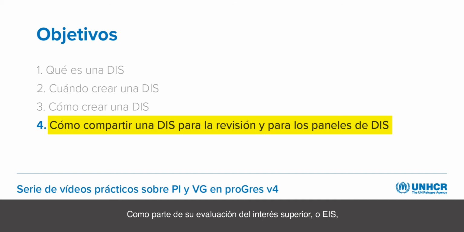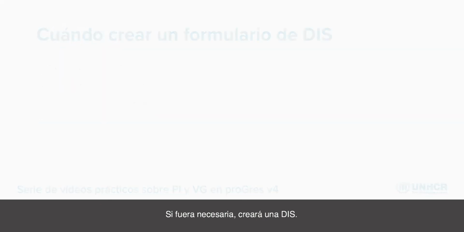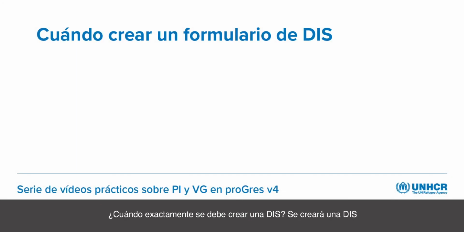As part of your best interest assessment, or BIA, you will identify if there is the need for a best interest determination for the specific child you are working with, and when this is necessary, you will then create a BID. So when exactly should you create a BID?